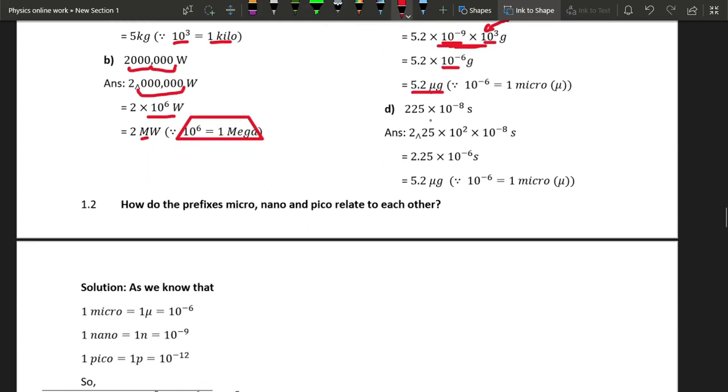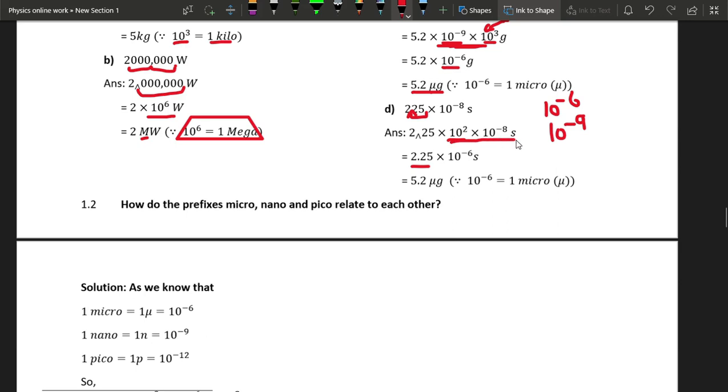Now we have 2.225 into 10 raised to power minus 8. As we only know the prefix of 10 raised to power minus 6 or 10 raised to power minus 9, what we will do is move the point over here, so it will be 2.25, and when we move 2 digits, it will be 10 raised to power 2. So 2.25 into 10 raised to power 2 into 10 raised to power minus 8.